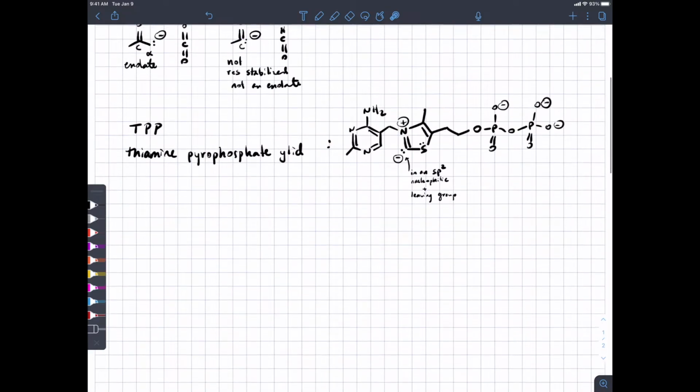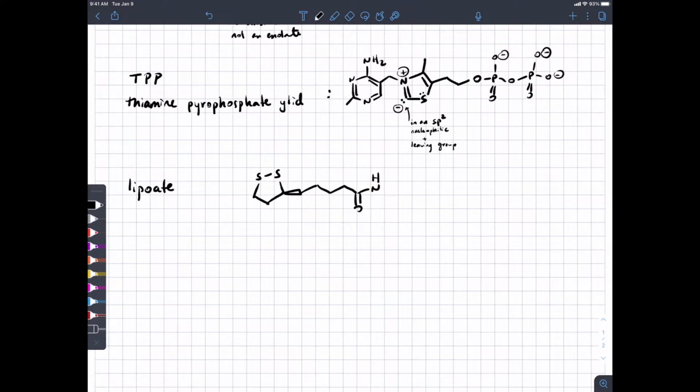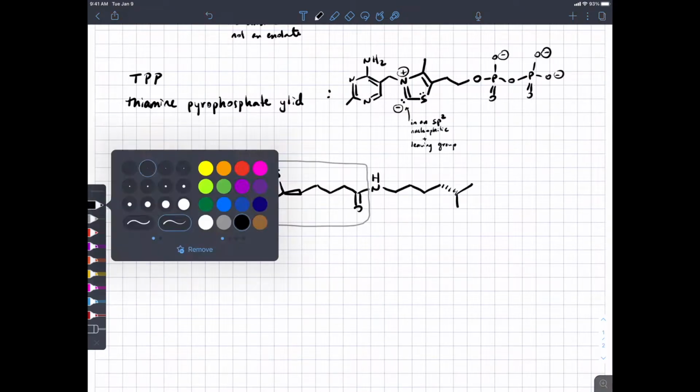The next structure, the next player that's important, is called lipoate. And this is kind of weird. The lipoate group takes advantage of the innate redox capabilities of sulfur. When we talked about amino acid side chains, we talked about how cysteine sometimes forms disulfides, and that disulfides are an oxidized form of thiols. So this strange group, this portion, is called lipoate.